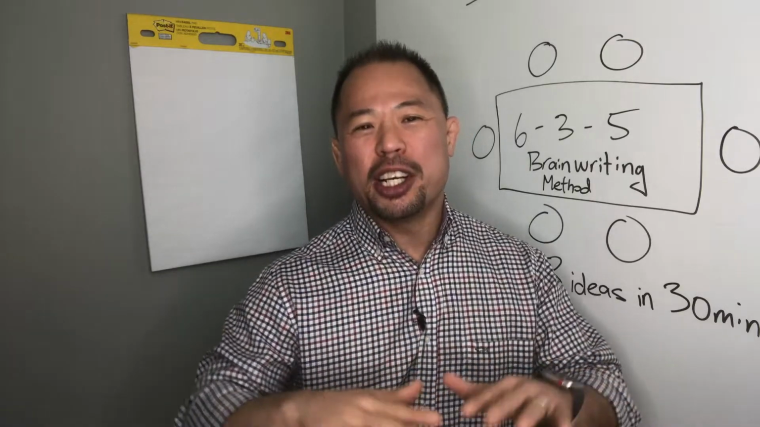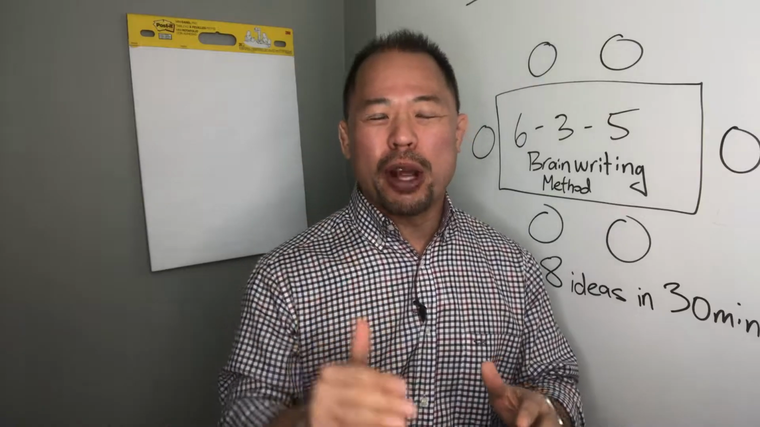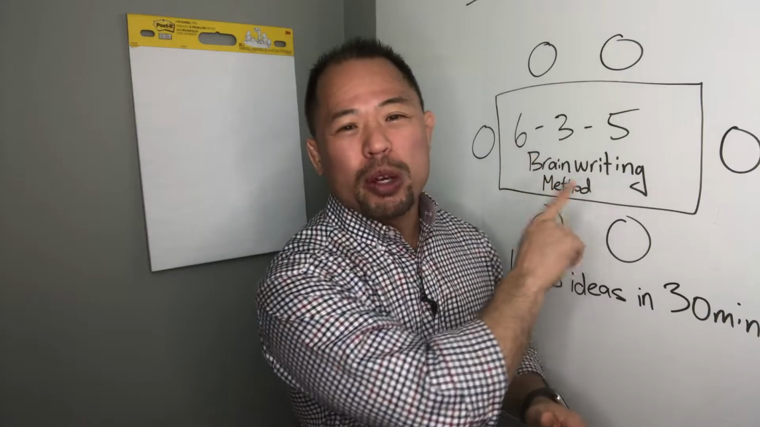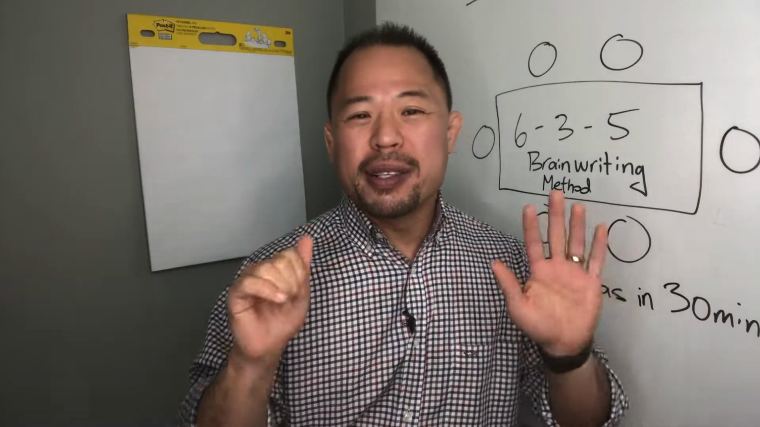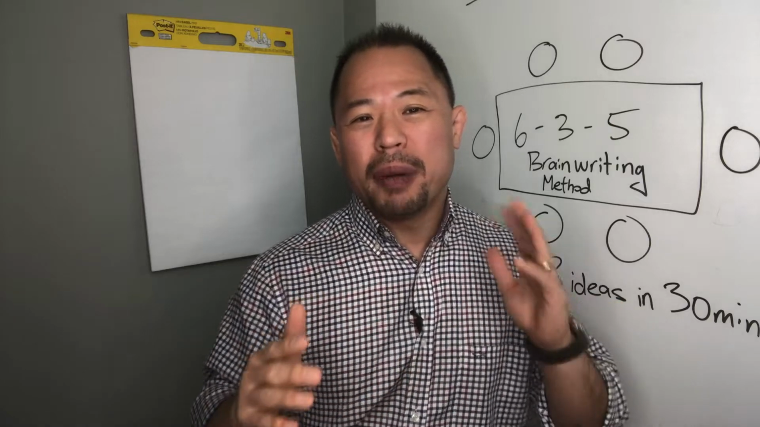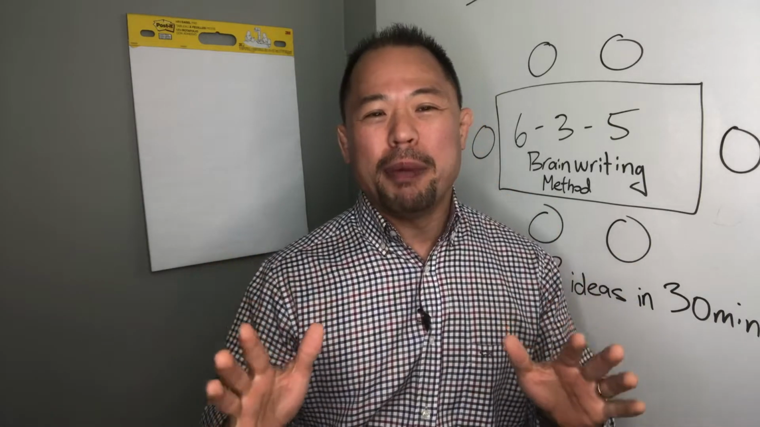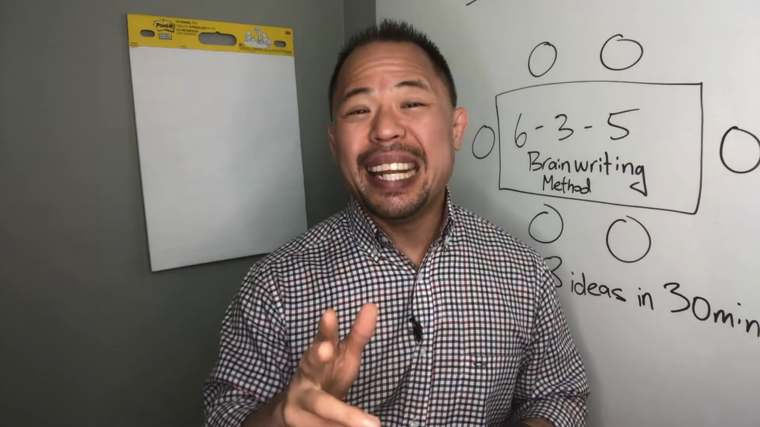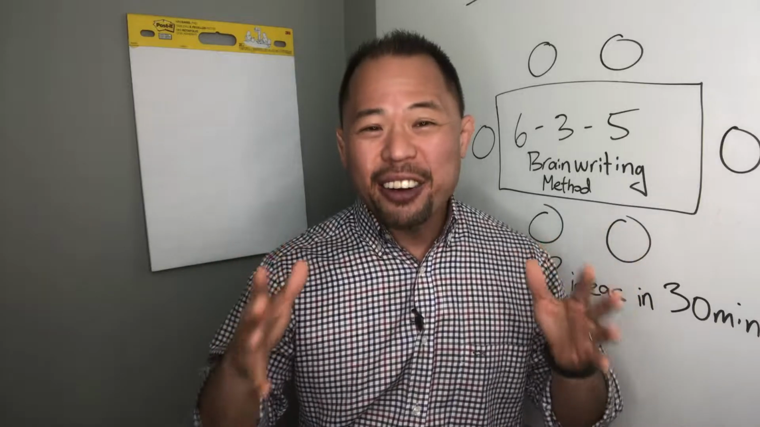In my channel, I talk about everything to do with the office, and today we're talking about a really cool brainstorming method called the 635 Brainwriting Method. The 635 Brainwriting Method requires 6 people, but you can do this with fewer than 6 people. I would say a minimum of 3 people, and you can probably do it with about 8 people, but that's probably the max.